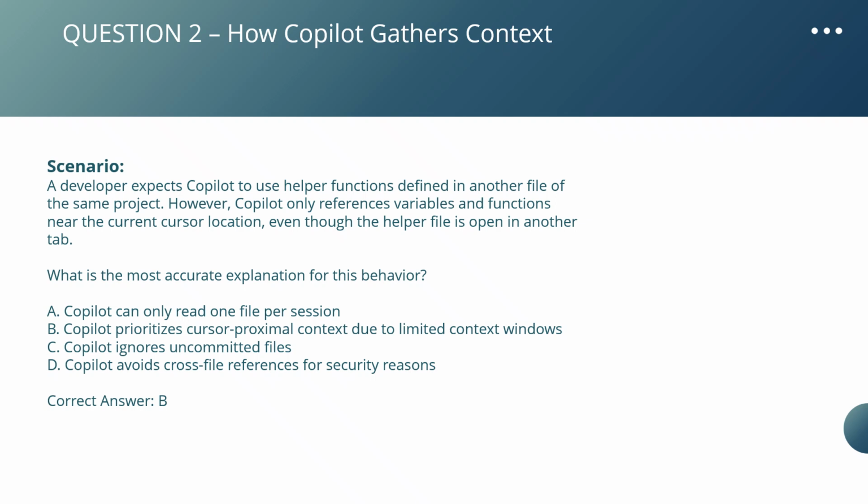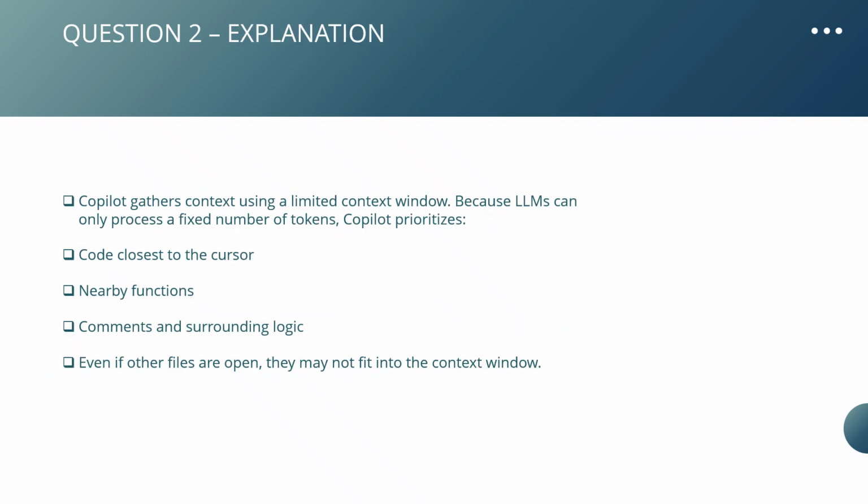Correct answer: B. Explanation: Copilot gathers context using a limited context window. Because LLMs can only process a fixed number of tokens, Copilot prioritizes code closest to the cursor, nearby functions, comments, and surrounding logic. Even if other files are open, they may not fit into the context window.